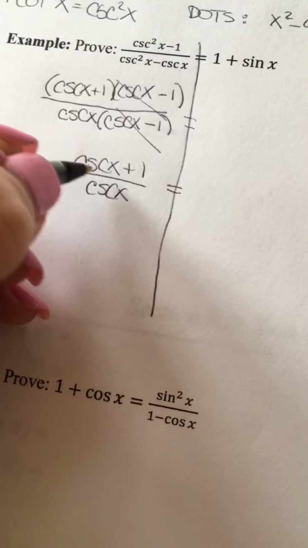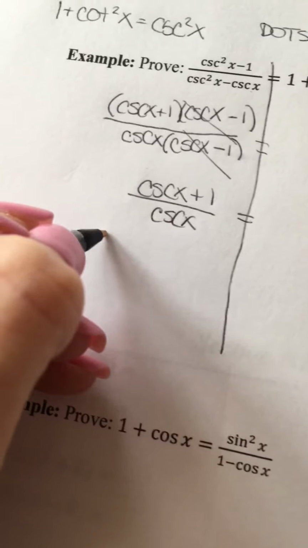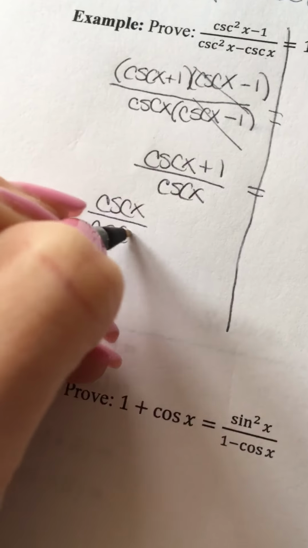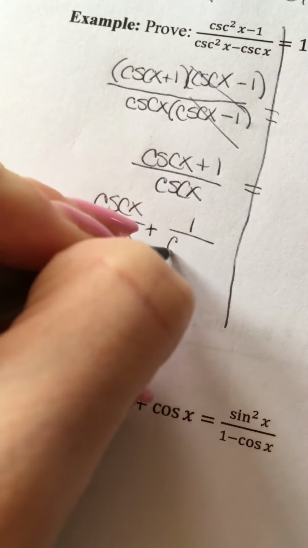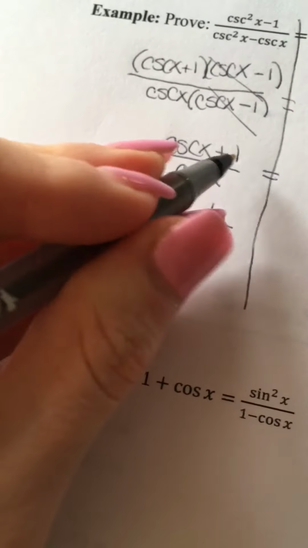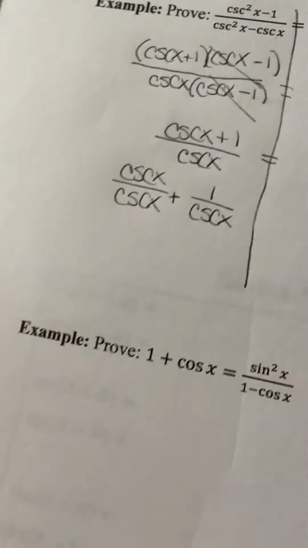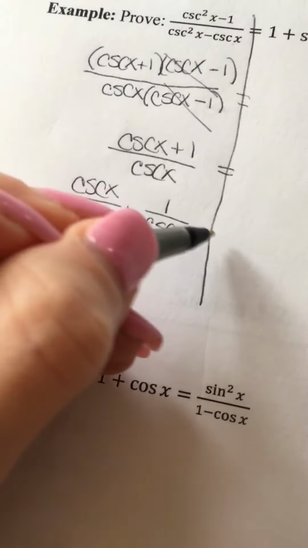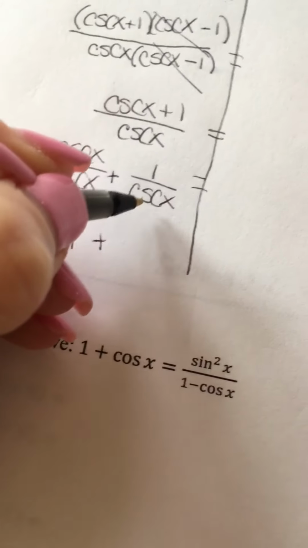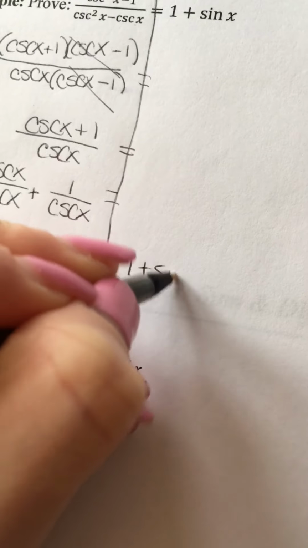Now, if you have 2 things being added or subtracted on the top of the fraction, you can break that fraction up. So I can break this up and say cosecant of x over cosecant of x plus 1 over cosecant of x. We usually do this step in reverse to get this step, but you can break a fraction apart into 2 fractions with common denominators. So these 2 things are equivalent. And then cosecant of x over cosecant of x is 1. And then 1 plus cosecant of x is sine of x. And that matches our original function.